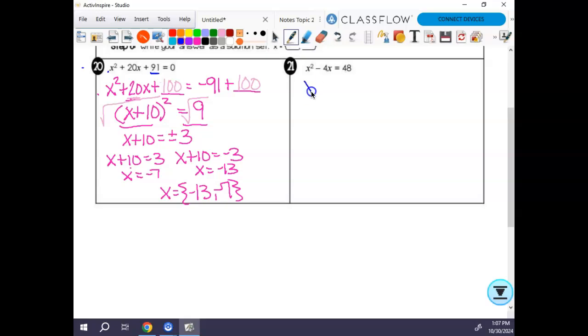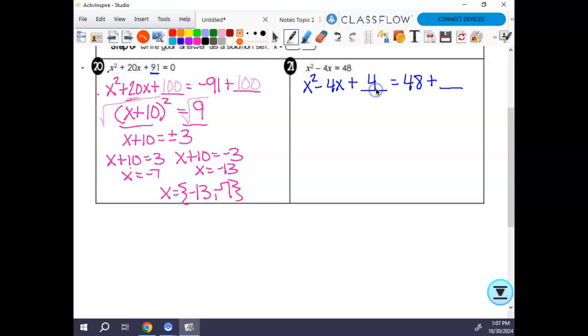So here I'm going to have x squared minus 4x plus blank equals 48 plus blank. So what do you think we're going to be adding to both sides? We take half of b. What is b? -4. What's half of -4? -2. When you square it, what do you get? 4. So that's what gets added to both sides.